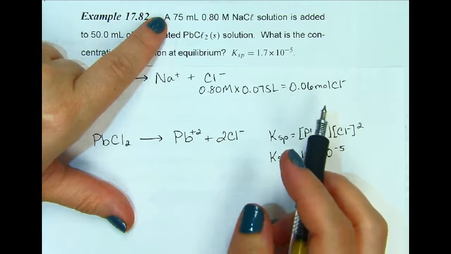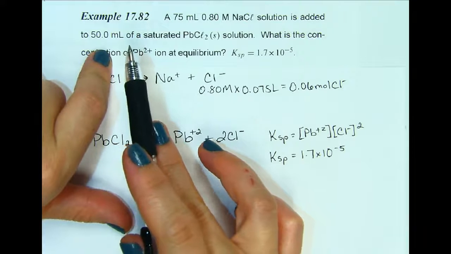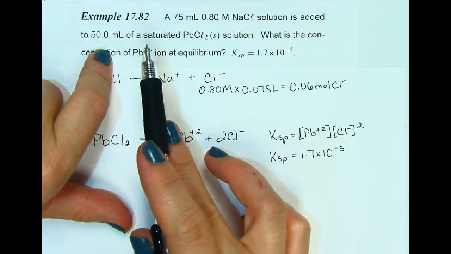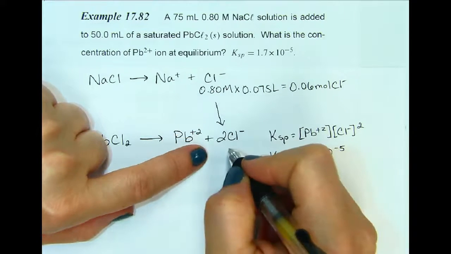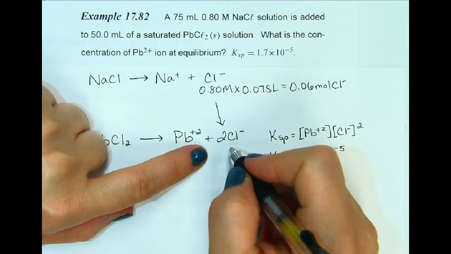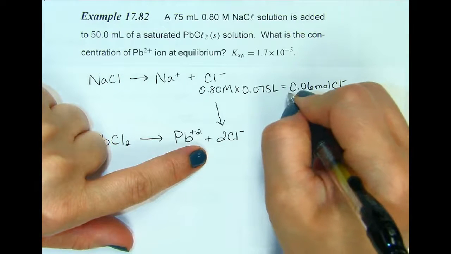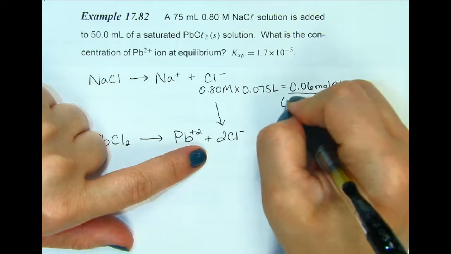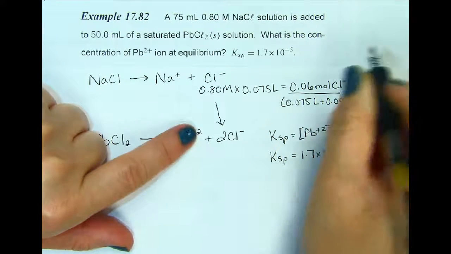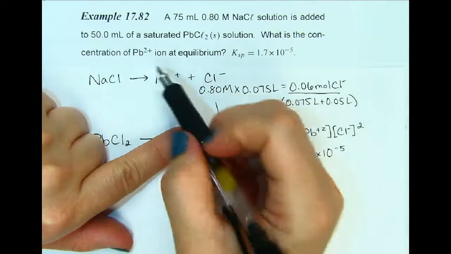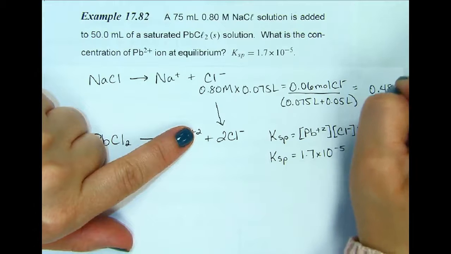Now the reason that I did this is because we are mixing 75 milliliters with 50 milliliters, which is going to change the volume. And so before I place this amount here as my initial concentration, I need to know what it will be after the two volumes are combined. So I'm going to take the 0.06 moles and divide it by 0.075 liters plus 0.05 liters, which is my 75 and my 50 milliliters combined. And so when I do this, I'm going to get 0.48 molar.